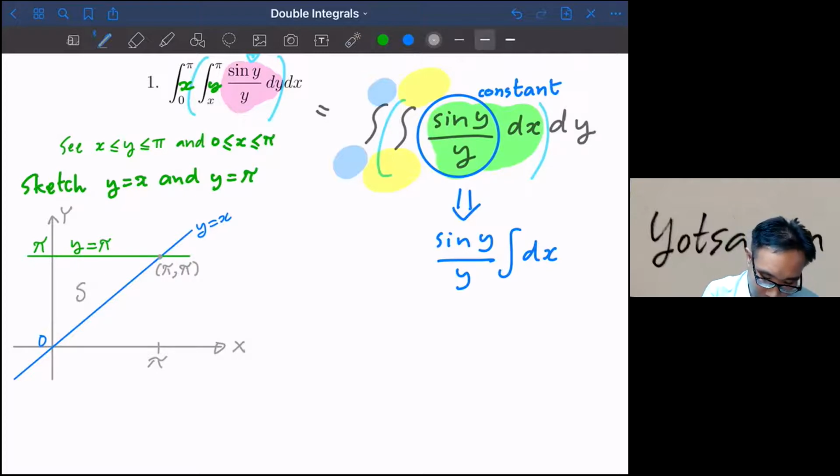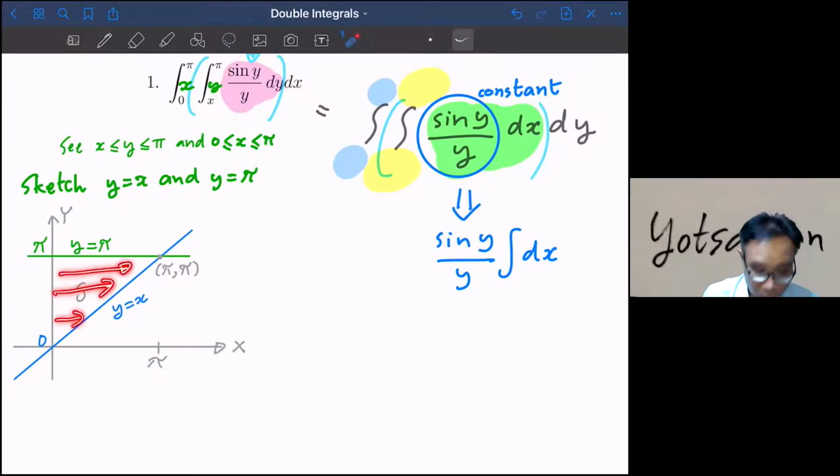So the yellow one turned out to come from y equal to x and y equal to pi. So we have y equal to x and y equal to pi. So you need to run dx. It's going to be running from the y-axis to the blue line. So you have this guy to this guy.